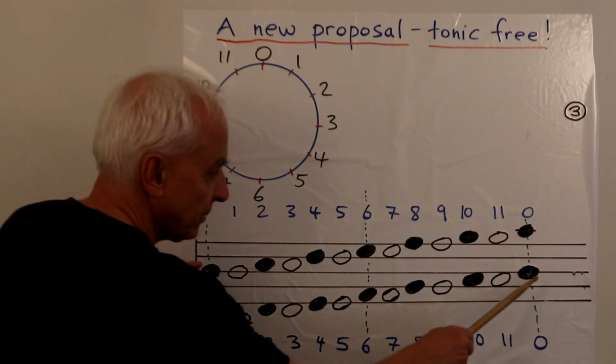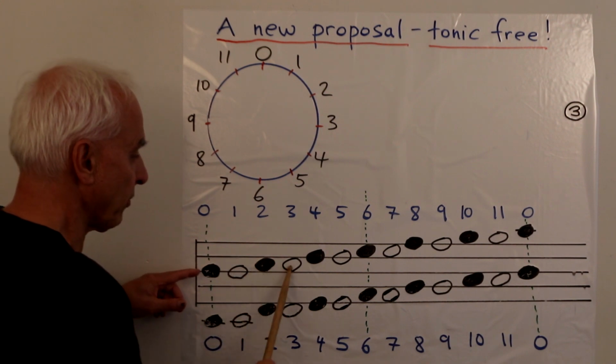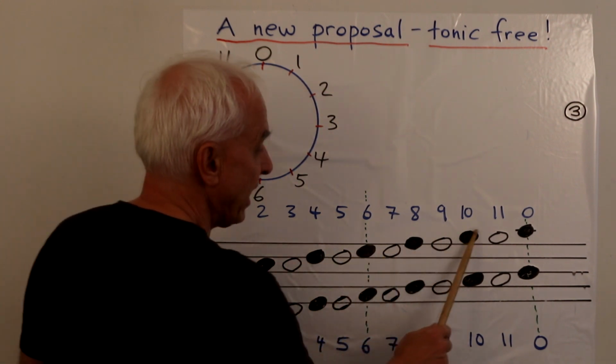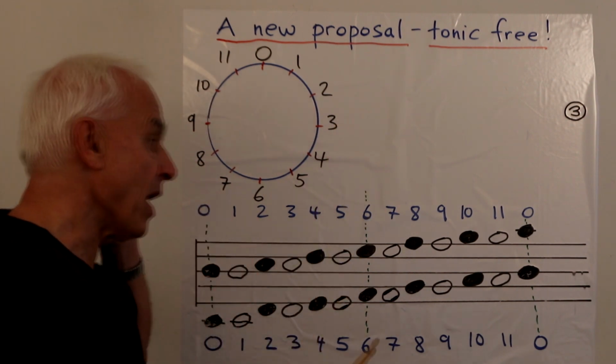So after we get to this note, if we want to keep on going up, we're going to go this way. Okay, that's 0 again. 1, 2, 3, 4, 5, 6, 7, 8, 9, 10, 11. And then we get to like a high high C or a high 0.